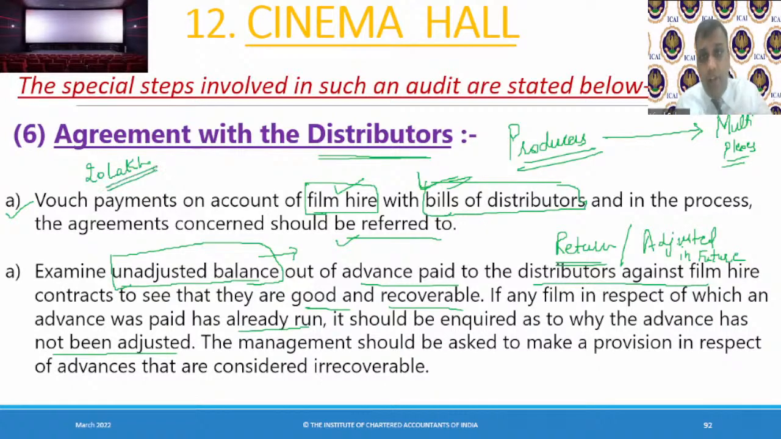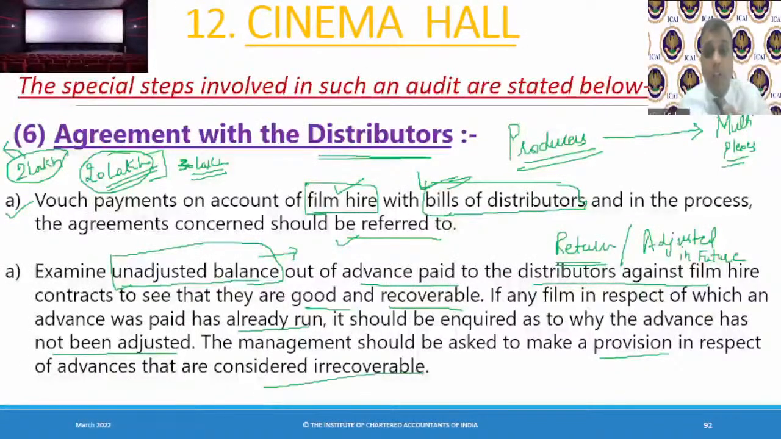The film successfully run, now it has been changed. So the sharing arrangement which you have with the distributor, it goes like this. You ought to give them 30 lakh rupees. But still, in the distributor account, you have a balance of 2 lakh rupees. Why is the balance still lying there? What is the reason for this? If the balance is irrecoverable, the distributor is not going to return it to you, the management should make a provision in respect of such advances, which are considered irrecoverable.